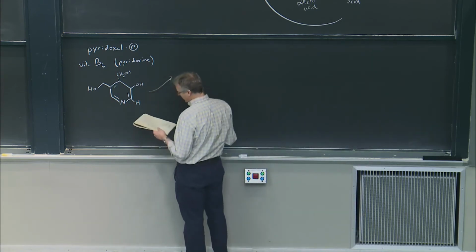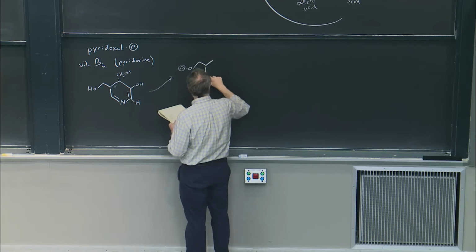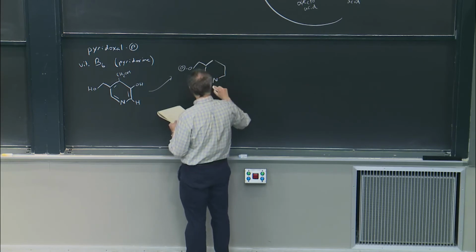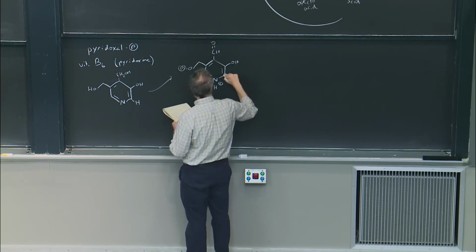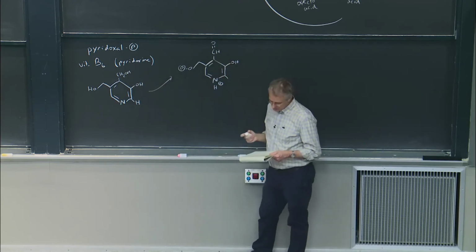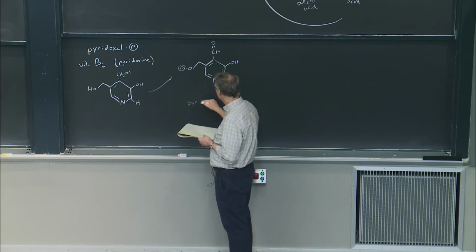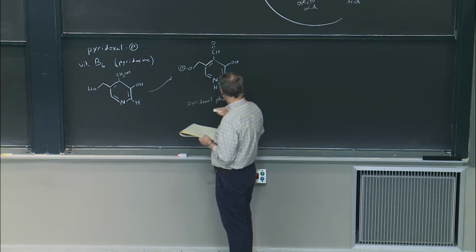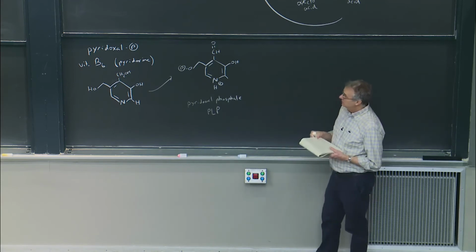Turns out we eat vitamin B6, and the active form in the cell is this molecule, where this alcohol has been oxidized to the aldehyde, and this cofactor is referred to as pyridoxal phosphate, and abbreviated PLP for pyridoxal phosphate. All right.